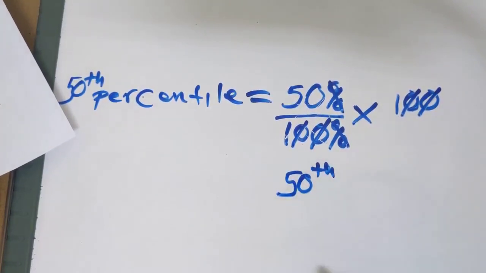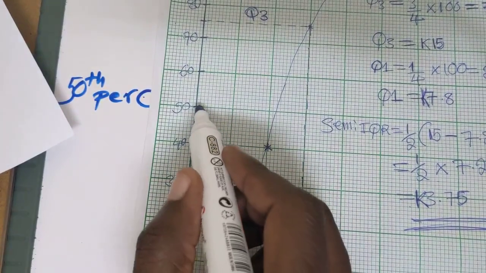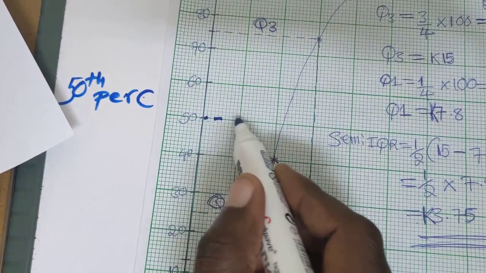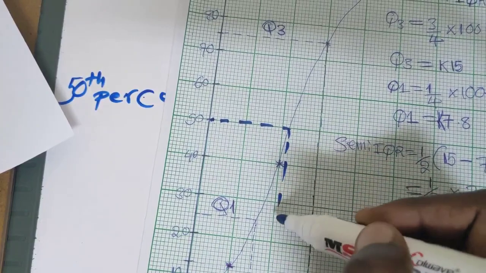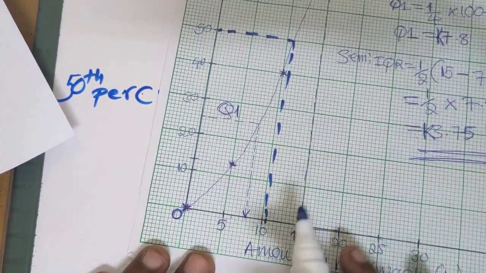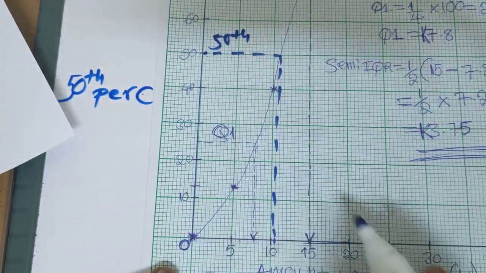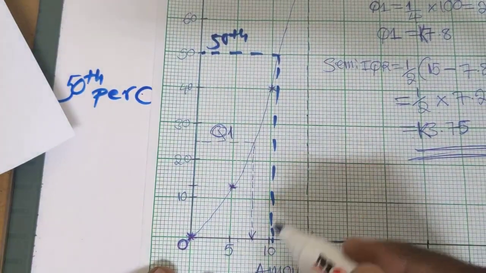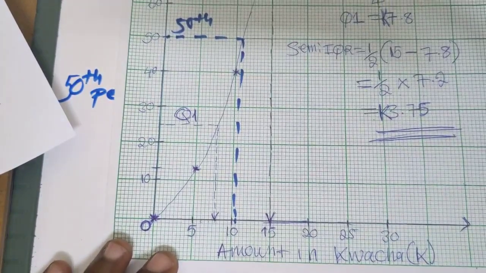So make sure that you know it is the 50th. Now you go here. You find where 50th is. You just do the same thing. 50th, you go like that, you reach there, then you go across, and then you get the answer. So you say it is the 50th percentile. The answer you get, you write the same way that we've written it, like this. So that is how you find this.